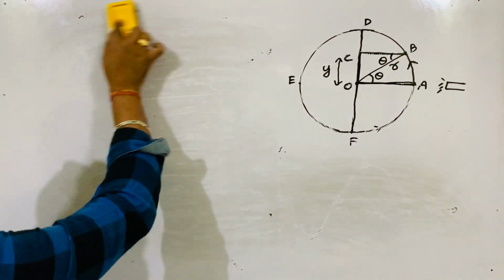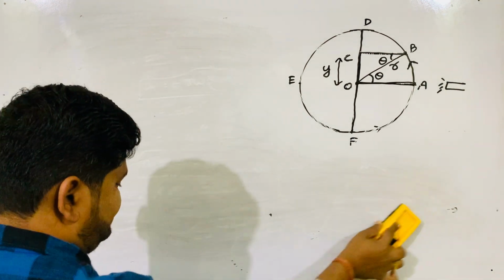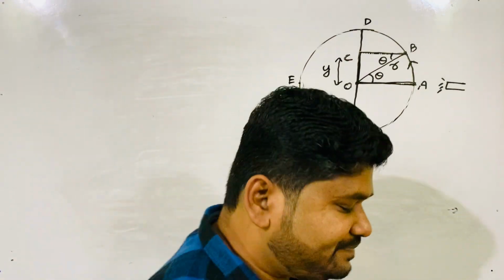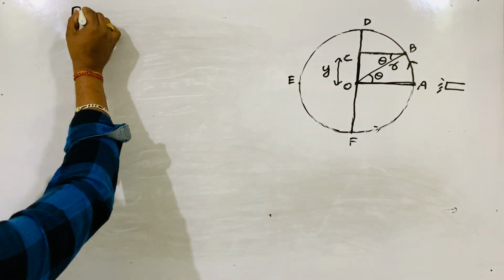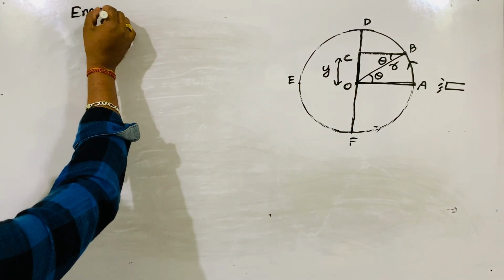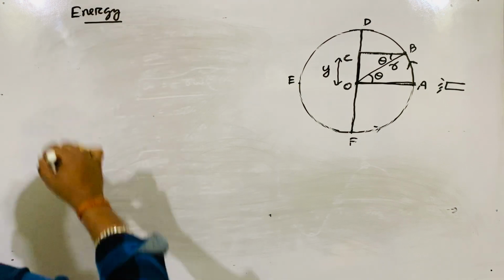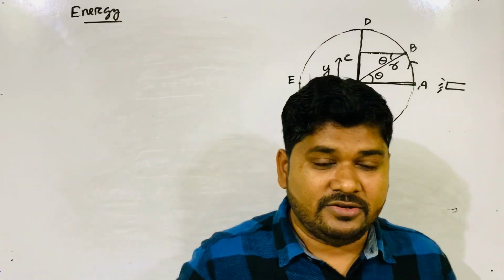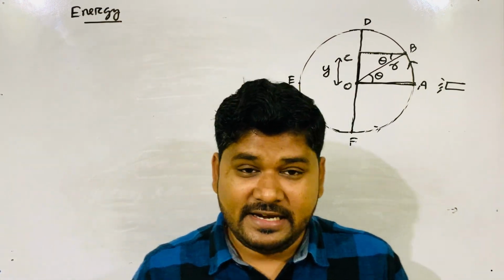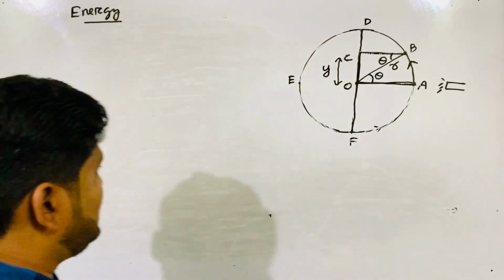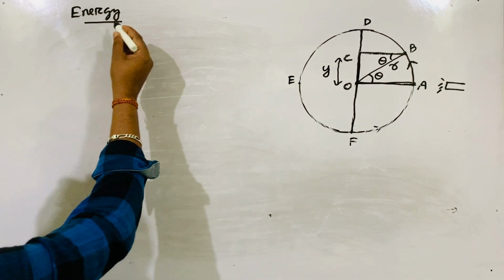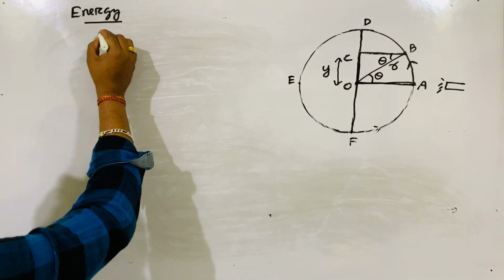Let's find the energy when the body executes SHM. When the word energy comes, then mechanical energy particularly we will do here, meaning kinetic energy and potential energy. Two types of energy: mechanical energy, kinetic and potential. So let's write what is this kinetic energy?